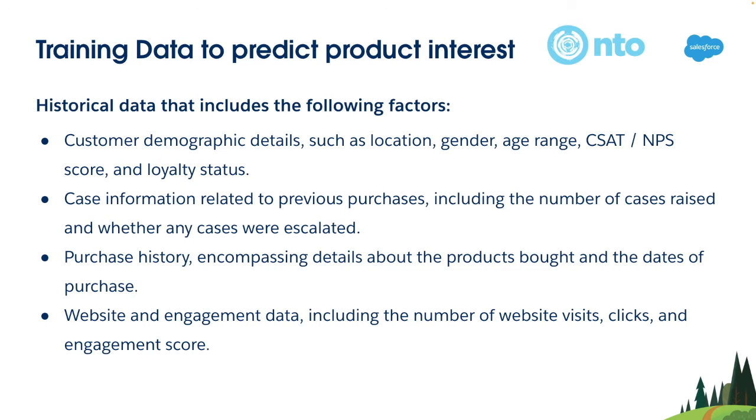Now, what we need first, of course, is historical data that show what the customers of NTO have purchased in the past. So what we are collecting in Salesforce Data Cloud are customer demographic details such as location, gender, age range, CSAT, NPS score, and loyalty status. We also collect case information related to previous purchases. For example, the number of cases raised and whether any cases were escalated. We're collecting purchase history, encompassing details about the products that were bought and when they were bought. And finally, we're collecting website and engagement data, including the number of website visits, clicks, and engagement scores.